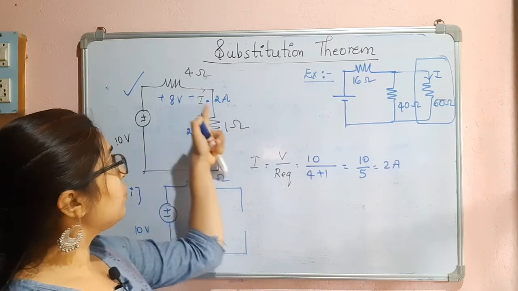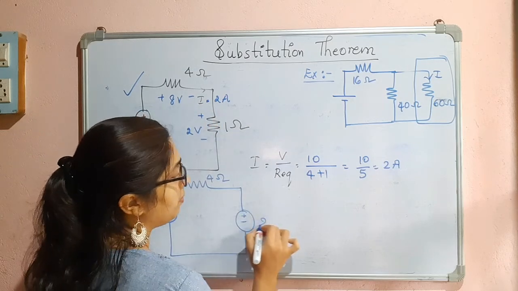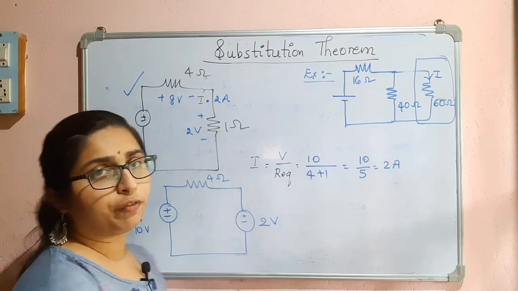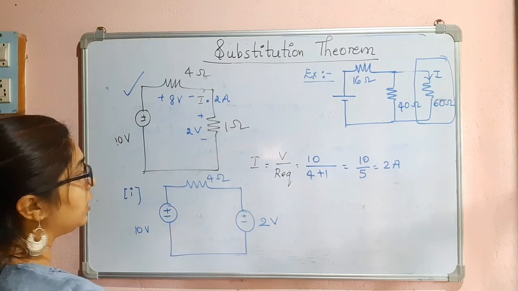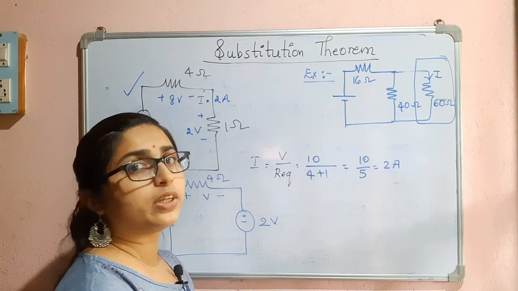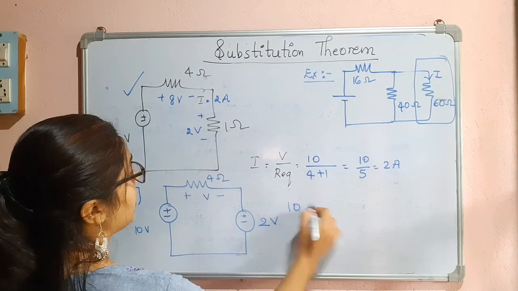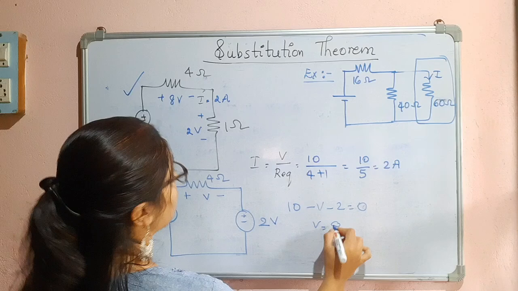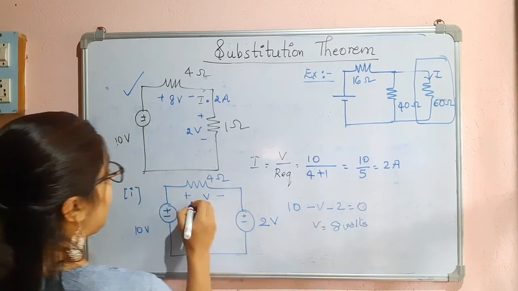What is the voltage across this? 2 volts, right? So I am replacing this with a 2 volt source. Now let us see if the current flowing is the same, the resistance is the same, and everything will be the same. We will find out the current now. I will think of this as my unknown now; I don't know the current, I have to find it out. So 10 minus V minus 2 is equal to 0. V is equal to 8 volts. So this is my 8 volts then.